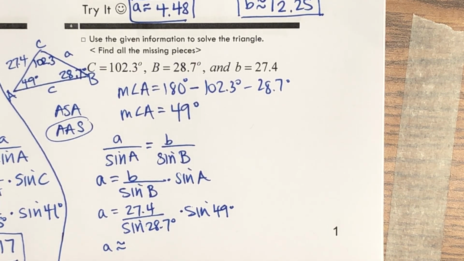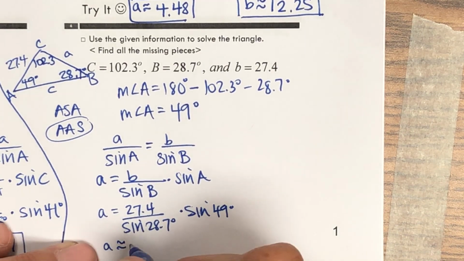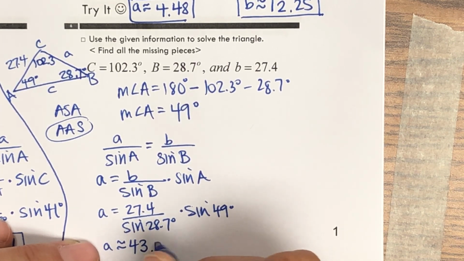27.4 times sine of 49. What's that? Divided by the sine of 28.7. Okay, I got 43. Ugh, that feels scary. Oh no, okay, 43.06.